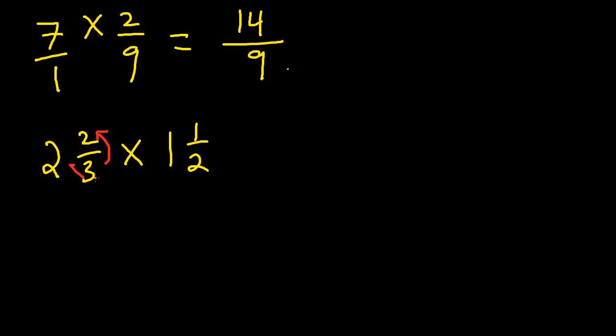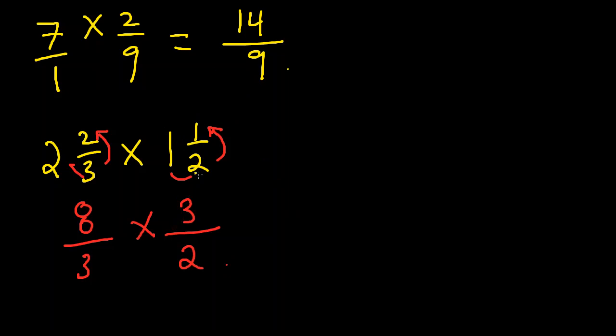So 2 times 3 is 6, plus 2 is 8. So we have 8 over, and then for the denominator, we keep the denominator of the fraction. Okay, so 2 and 2/3 written as an improper fraction is 8/3. Okay, so we do the same thing with 1 and 1/2. So how do we convert this into an improper fraction? Well, we multiply 1 by 2, which is 2, and then we add a 1, which is 3. So 3 is our numerator, and our denominator again is the same denominator as in our fraction. Okay, so 1 and 1/2 is the same thing written in improper fraction form as 3 over 2.